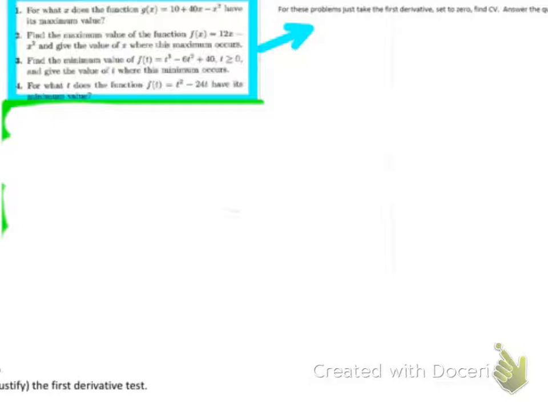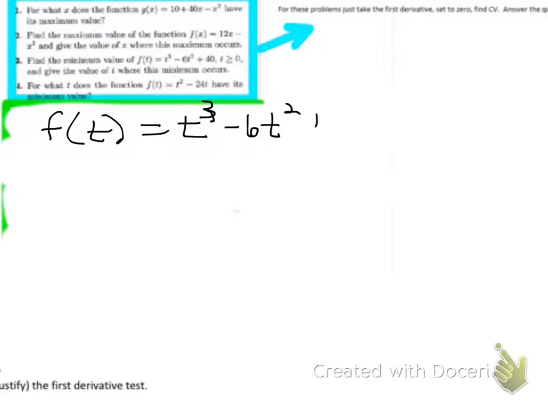Okay, question 3 is a little bit different. It says find the minimum value of f of t equals t cubed minus 6t squared plus 40. And they want t to be greater than or equal to 0. So it says to find the minimum value.